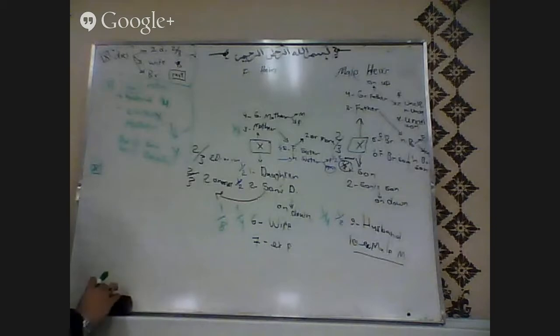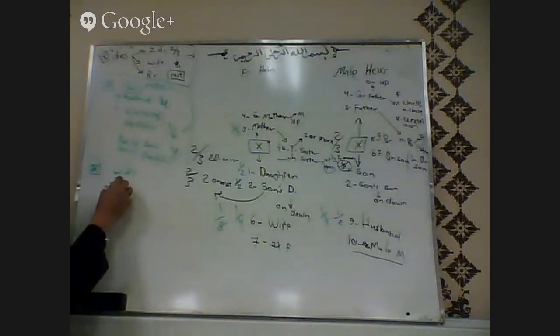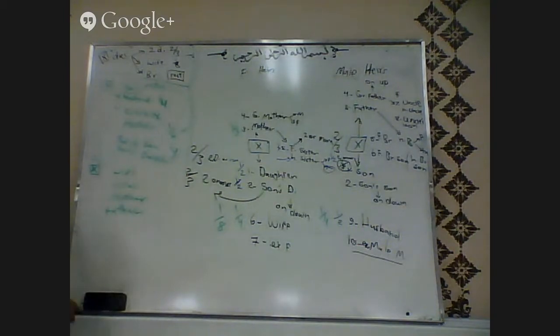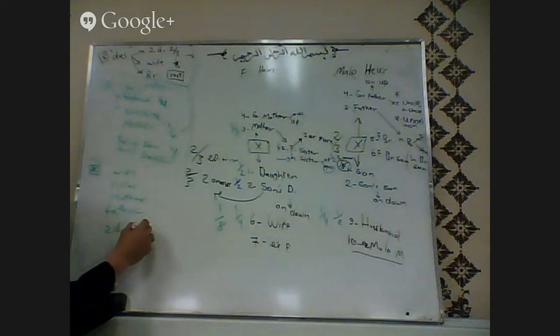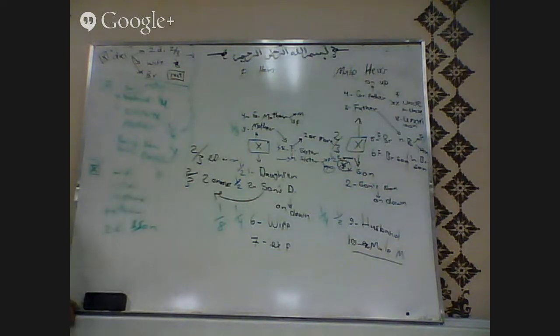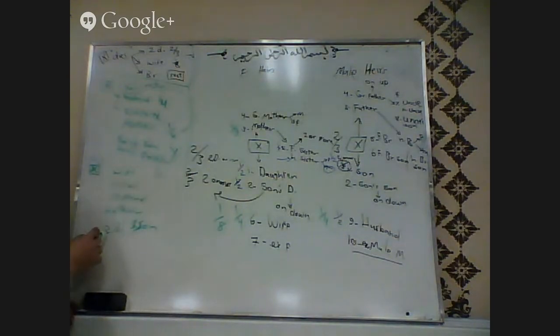Left behind a wife, sister, mother, and father. Only those? No, he has kids: two daughters and one son. So one son and two daughters, right? And anybody else? So the wife in this case, you give her one-quarter or one-eighth.